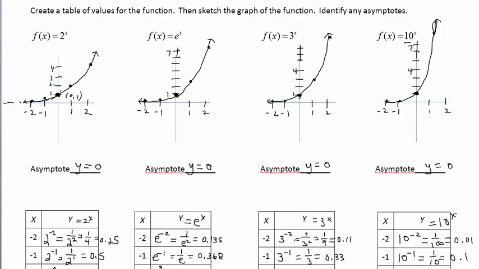Okay, some observations: all 4 of these functions are increasing. They all 4 share the 0.01, and they all 4 have the same asymptote, y equals 0. Okay, they're all increasing because these bases are all values greater than 1. In the next video, we're going to look at exponential functions where these bases are less than 1 but still greater than 0. So we'll see that in a minute.